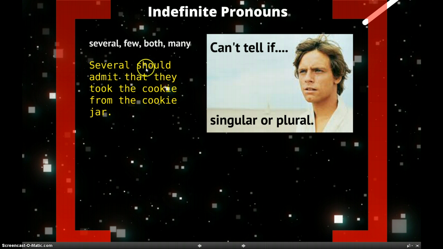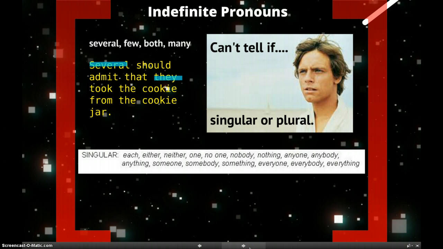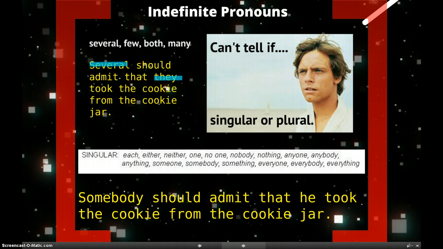So, several should admit that they took the cookie from the cookie jar. We have our antecedent, which is several, and it refers to many people, so our pronoun they is plural. Right there, our antecedent and our pronoun. Now here are some that are going to be singular. Just like in the subject-verb agreement video, we have these same ones with one, body, and thing that are going to be singular. Here, somebody should admit that he took the cookie from the cookie jar.